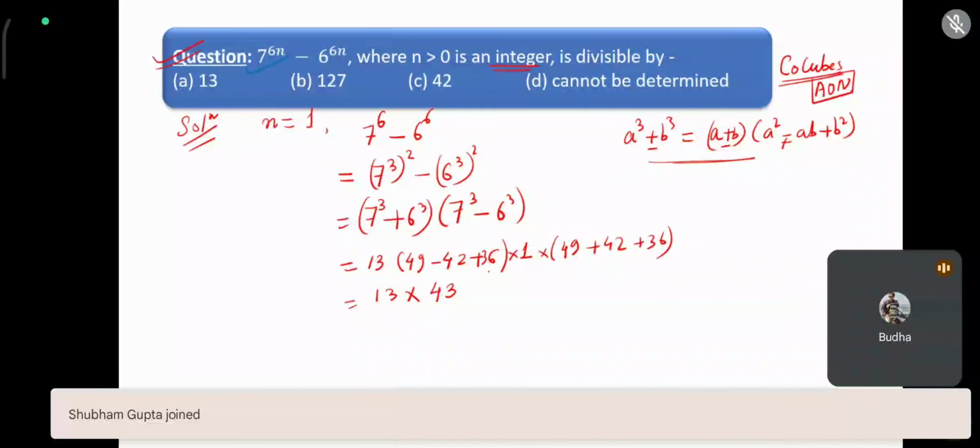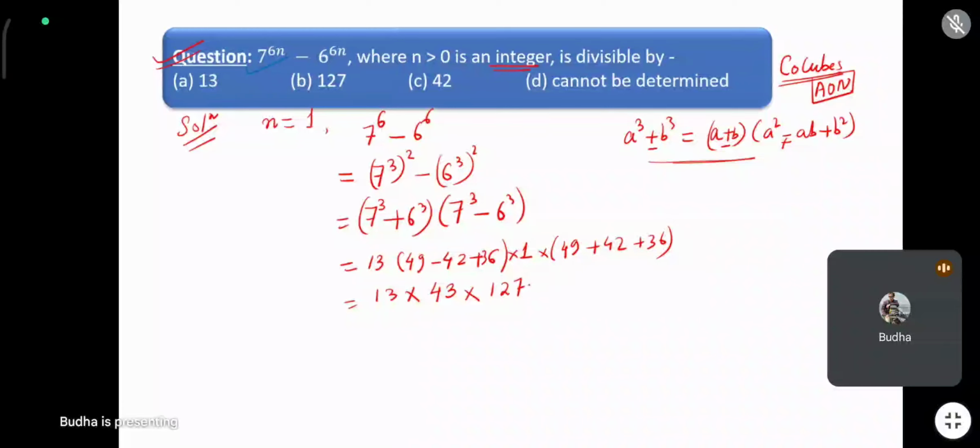Is it 43? If I'm not wrong. Yes, sir. And the last one, the summation gives us 127. Correct. So that means when you expand this or when you factorize this, it gives 13 into 43 into 127. That means this number is a product of 13, 43 and 127. Means this number is divisible by 13 as well as 43 as well as 127.